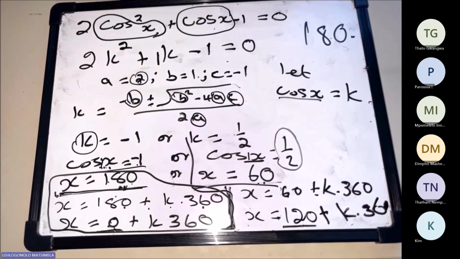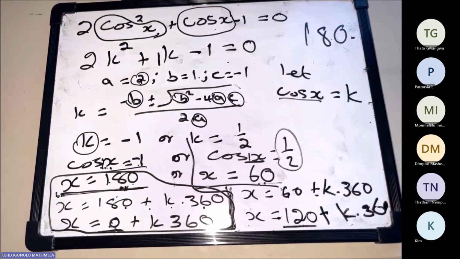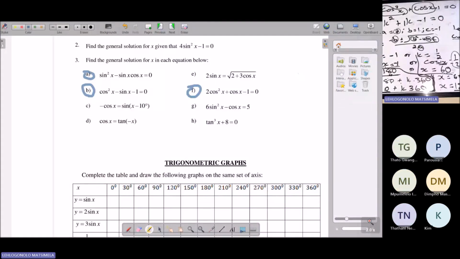Okay, let's proceed. As we proceed, I want to look for the difficult one that we cannot just simply attempt. Let's look at number C. It looks interesting. This is number C. You see, there's something you are not used to. But this one, number C, is very simple.